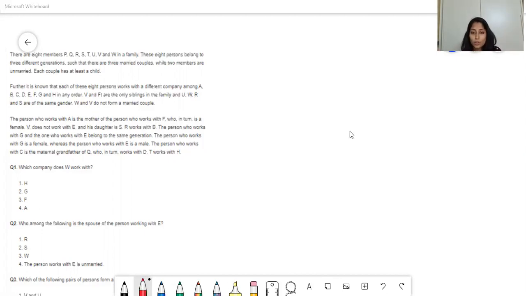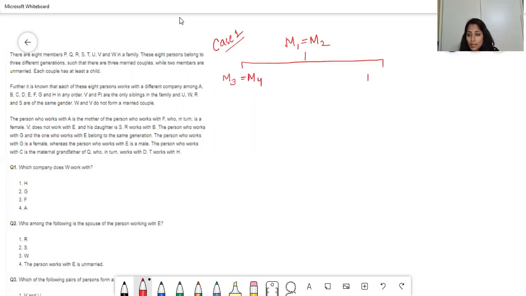All right. So let's see what could be the case 1 depending on the data we just read. Case 1: M1 married to M2. Further, they have 2 children such that M3 is married to M4 and M5 is married to M6. M4 and M5 are siblings. M3 and M4 have a child M7 and M5 and M6 have a child M8. This is the first possible option. 3 married couples, 2 children, both are unmarried.